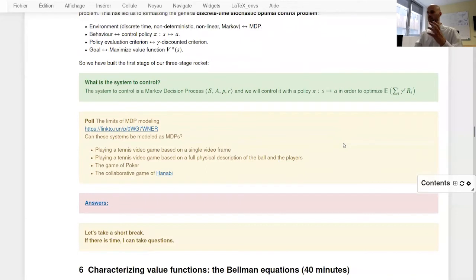We're almost done with section five and it's going to be time to take a little break. Before that, I would like you to take this poll that we can discuss before the break. So this poll is about the limits of MDP modeling, about determining what is not an MDP and where the MDP model stops. So the question is, can these systems be modeled as MDPs? For example, playing a tennis video game based on a single video frame. So the observation is a single video frame. Then playing a tennis video game based on the full physical description of the ball and the players. So either variables or, well, you name it. Can the game of poker be modeled as an MDP? And can the collaborative game of Hanabi, if you don't know Hanabi, don't worry, don't answer that part of the question, be modeled as an MDP?